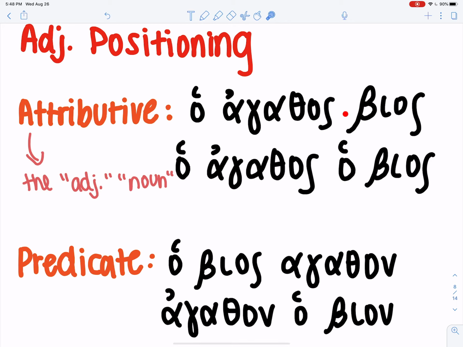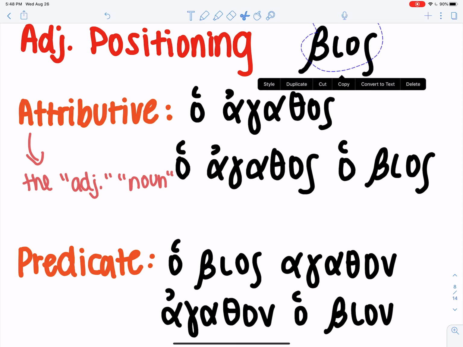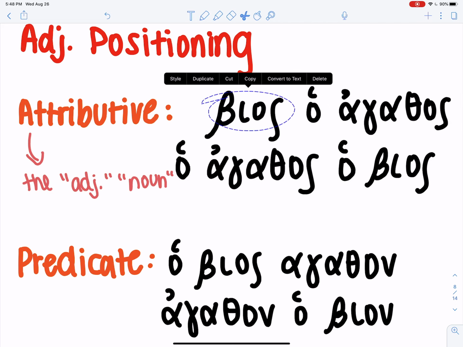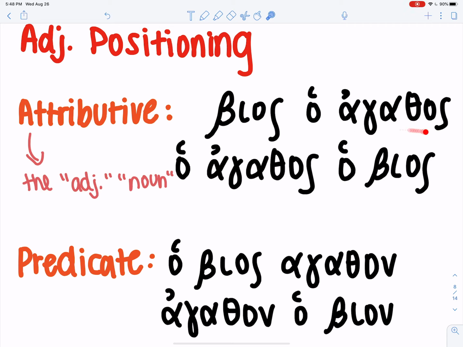Now, the same is true if we were to move this bios over here. So if I were to do this, move this out of the way, move this over, and put our bios over here. Well, we're still in attributive position, right? Because that agathos is right after your ho, your definite article. So it doesn't really matter what's happening with the noun, as long as it's associated with this adjective and the adjective immediately follows your definite article, you're in attributive position, and it's really easy to translate.